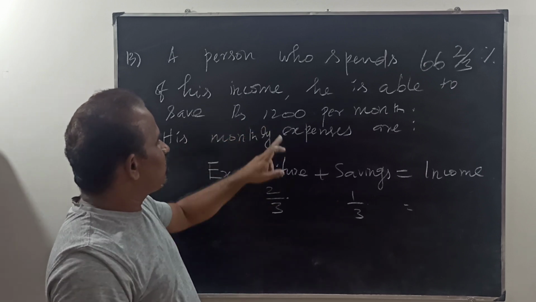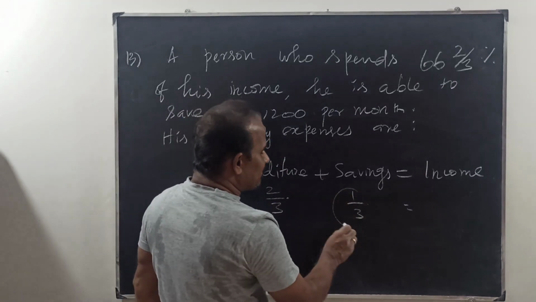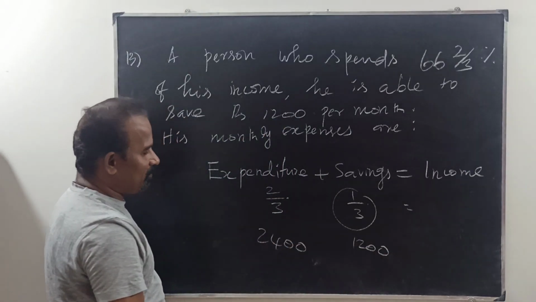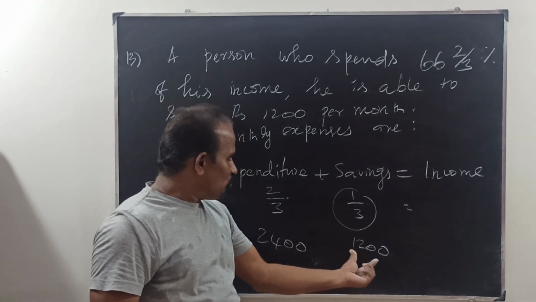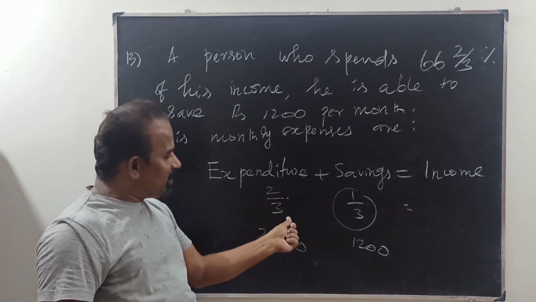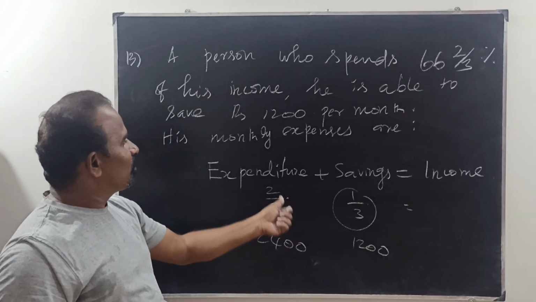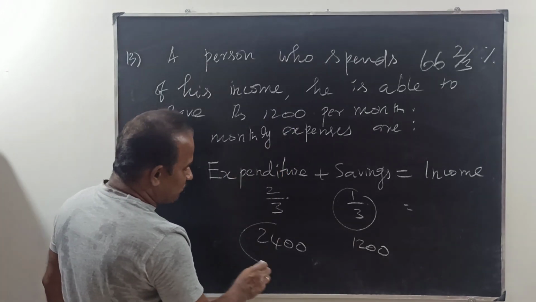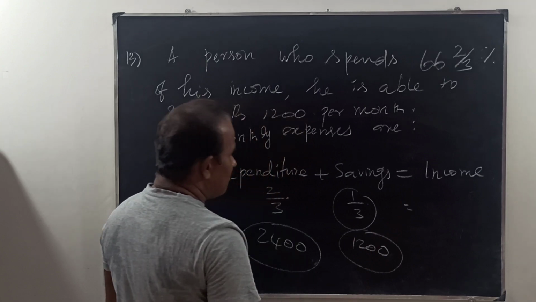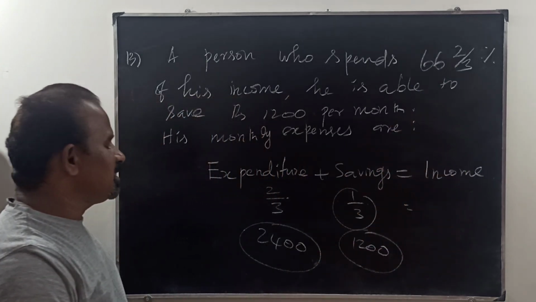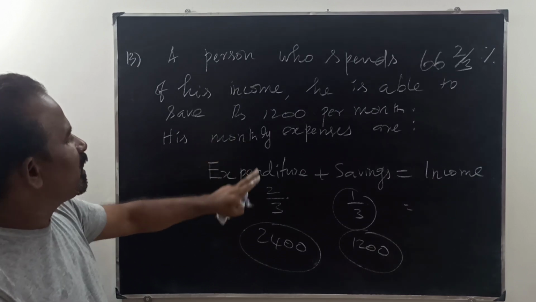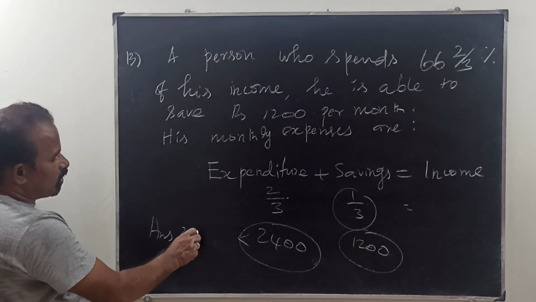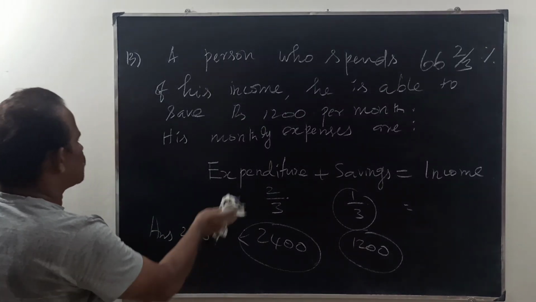Therefore 1/3 is nothing but 1200. What is 2/3? 2400. 1/3 is 1200, and 2/3 is 2 times 1/3, so 2 times 1200, 2400. What is the question? His monthly expenditure. Therefore, expenditure is 2400, savings is 1200, so total income is 3600. Our question is his monthly expenditure, which is 2400. Therefore, the answer is 2400.